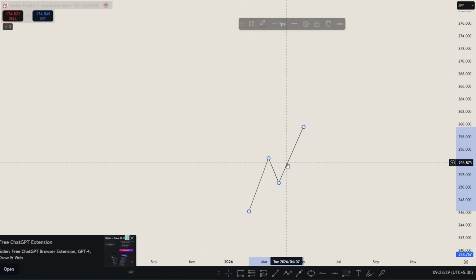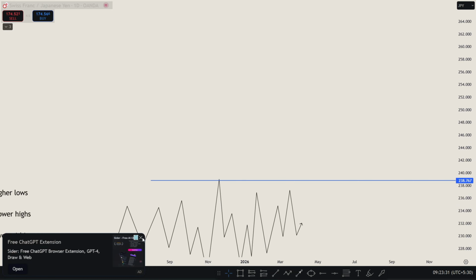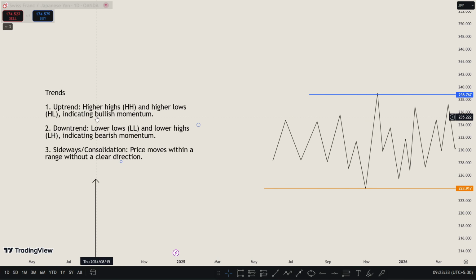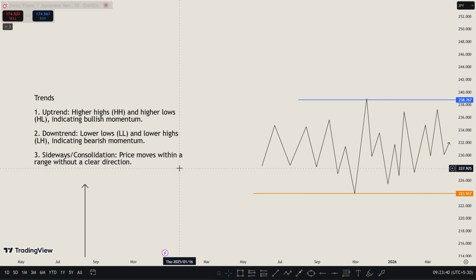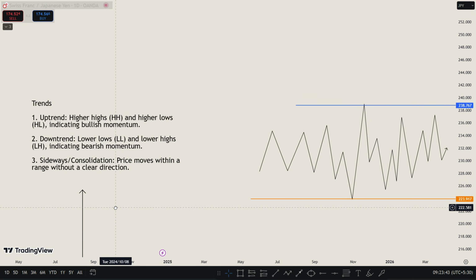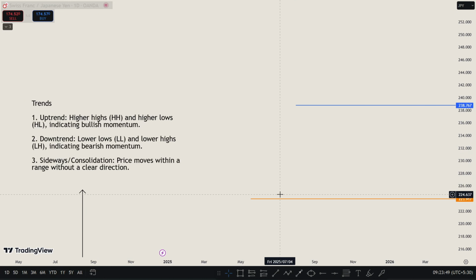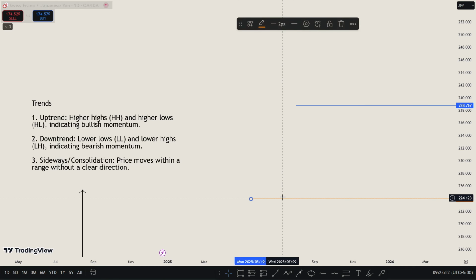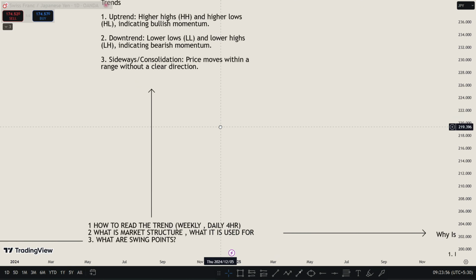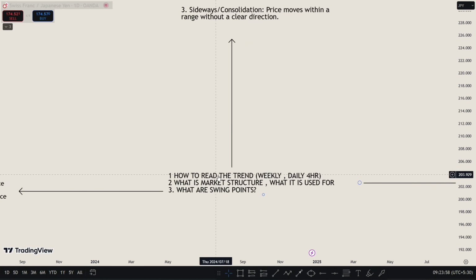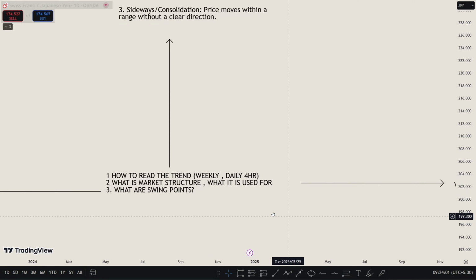Don't get confused by the three types of trend. As you can see, I have explained what is uptrend, downtrend and sideways consolidation. The way I explained it was very simple, but once we get to the charts it will become a little bit tougher for you. So stick to the video. And if you have not watched my previous videos, I highly recommend you go and watch them, I've explained everything. Now the second topic is what is market structure and what it is used for.